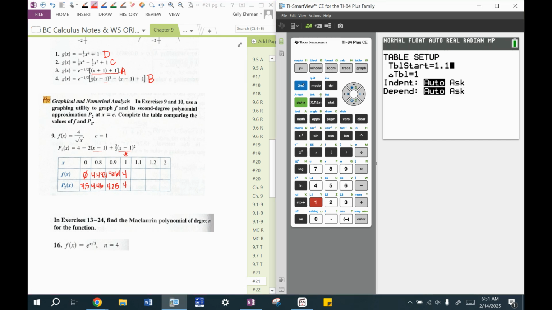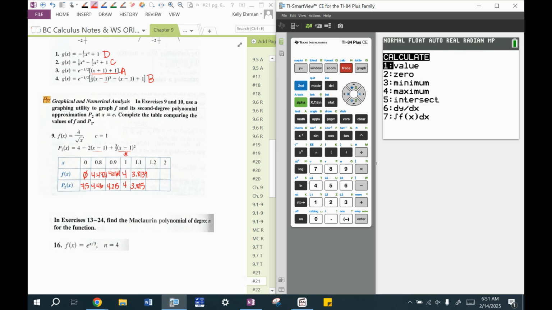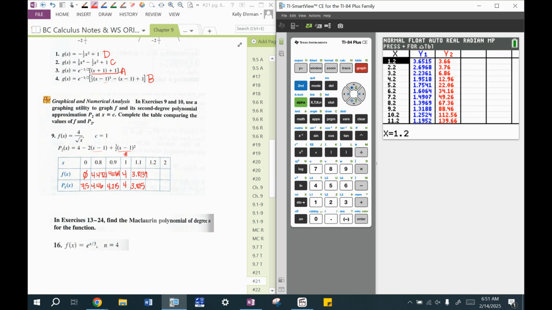What about on the other side? What if we go to 1.1? Again, they're kind of matching to 2 places, it looks like. They're both 3.81, and then it's 3.9 for one and 3.815 for the other. They'll get farther apart if we go to 1.2.